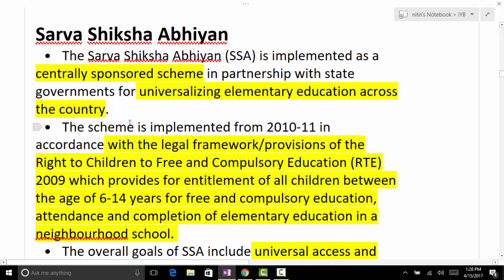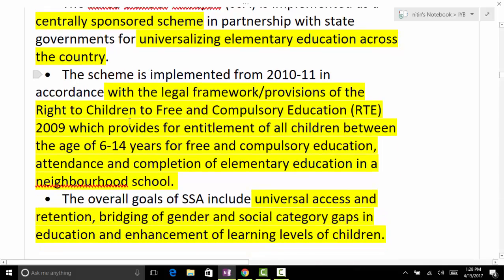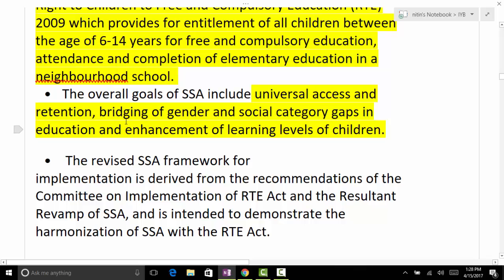Sarva Shiksha Abhiyan is a centrally sponsored scheme, a CSS. The idea is to universalize elementary education across the country. Up to which classes is elementary education? First to... Since when did sixth begin? Fifth is primary education. First to eighth.